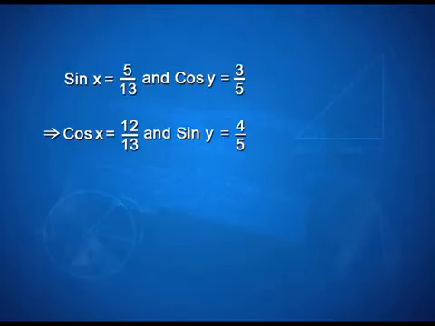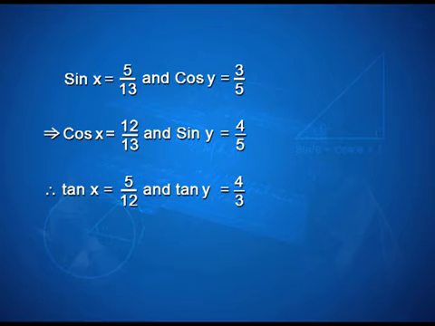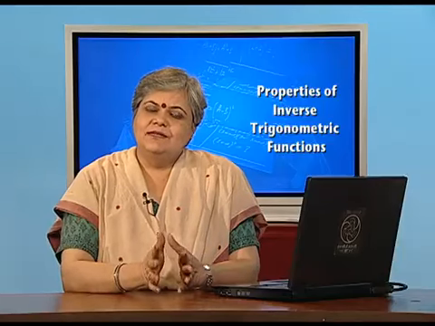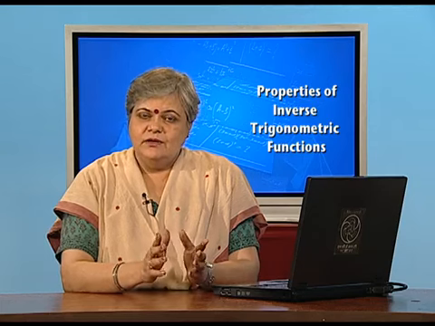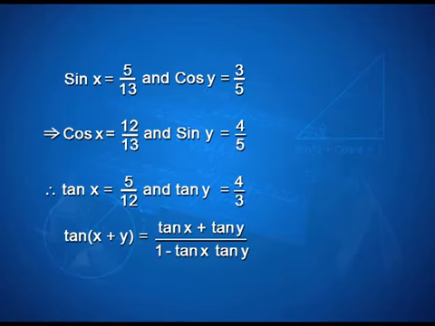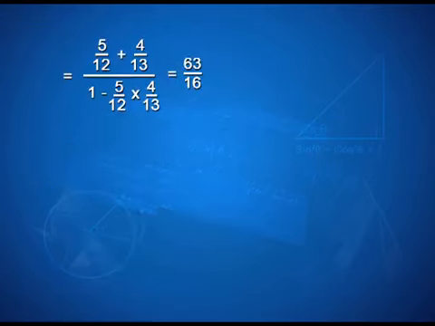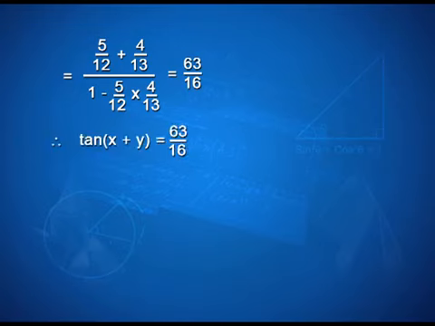Now, why did I calculate cos x and sin y? I had sin x and cos y, because I can now find out what tan x and tan y are. Tan x is going to be nothing but 5 by 12, and tan of y is 4 by 3. Once I have the values of tan x and tan y, do you think you can find tan of x plus y? Surely you can. Why don't you work it out? We have tan of (x plus y) equal to (tan x plus tan y) by (1 minus tan x tan y). Substitute, solve, and you get 63 by 16. And so, we have tan of x plus y equal to 63 by 16.